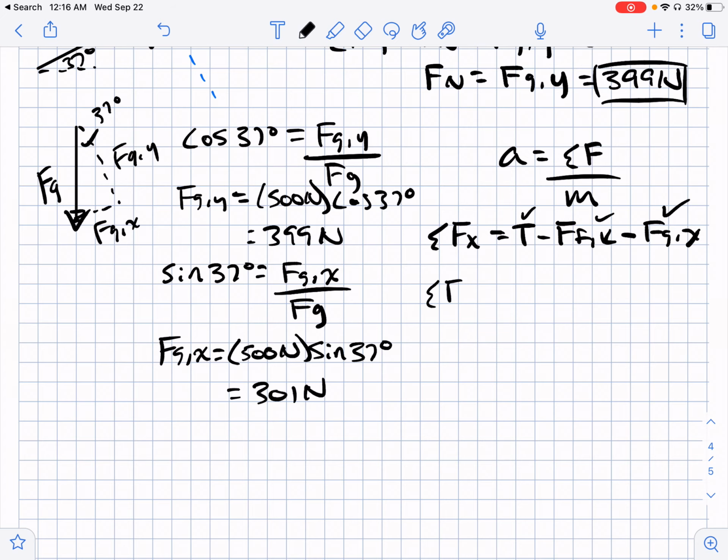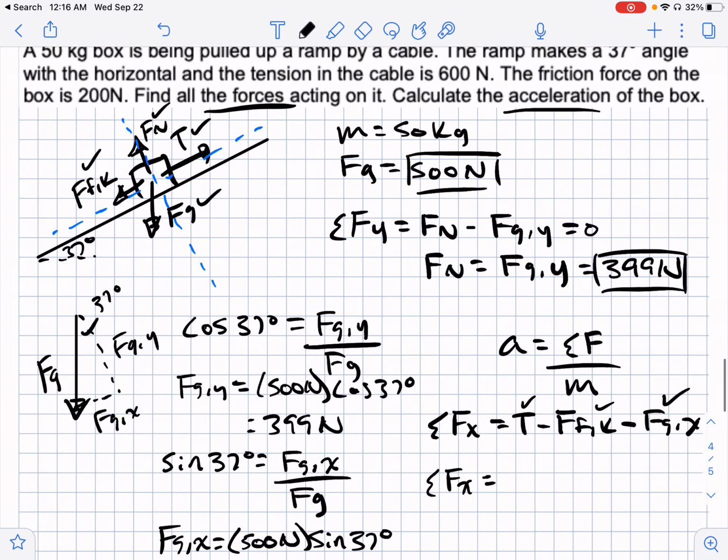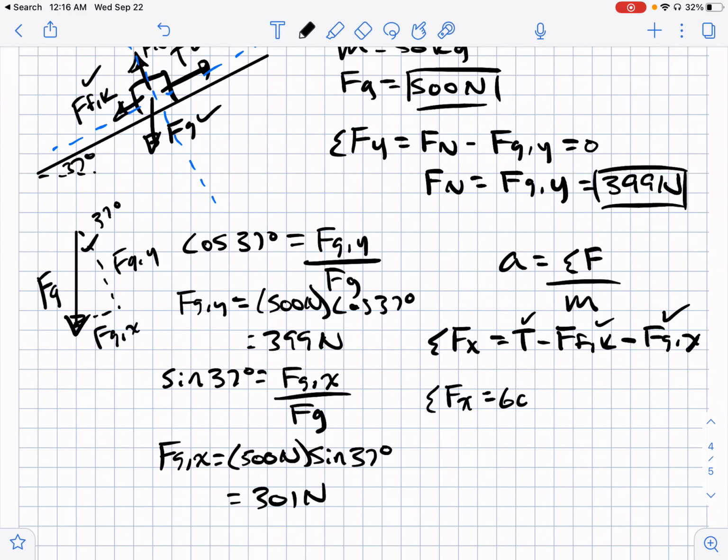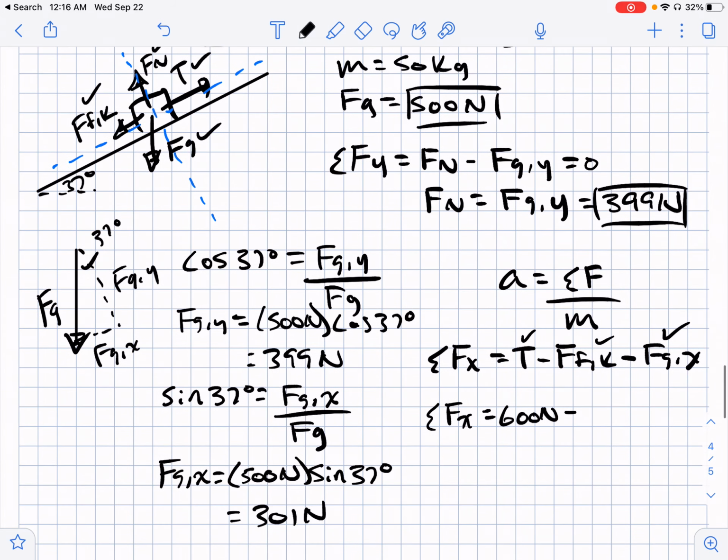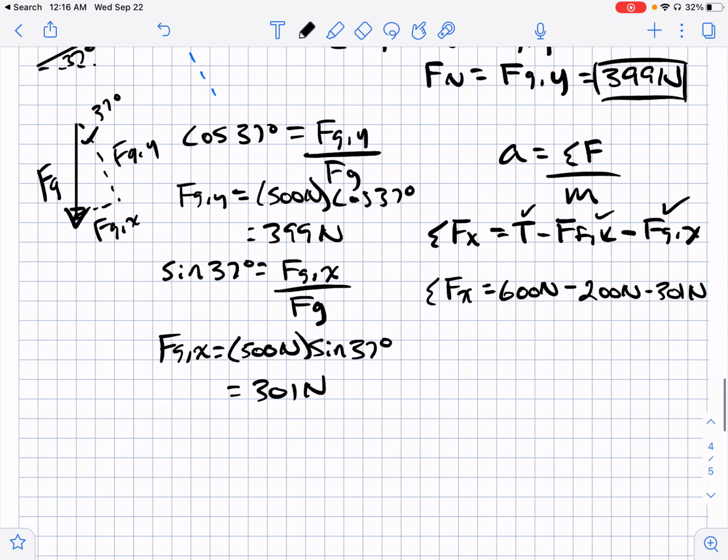So net force in the x direction is going to equal tension, which the problem told me was equal to 600 newtons, minus friction, which it said was 200 newtons, minus what we found over there for our Fgx, which was 301 newtons. So your net force in the x direction is just going to equal 99 newtons.